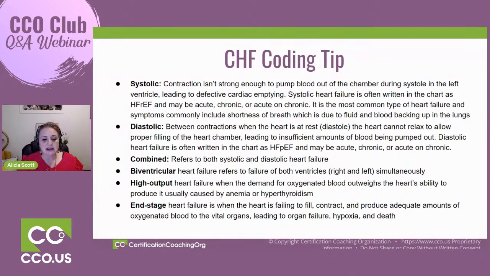High output is defined as you have heart failure. The ventricles have worn out, but the demand for oxygenating the blood outweighs the heart's ability to produce the oxygenated blood to the rest of the body. So this ends up causing anemia, and it can also cause hyperthyroidism, which you think, what? I wasn't even thinking the thyroid was going to get involved. That's a gland. But actually, it does.